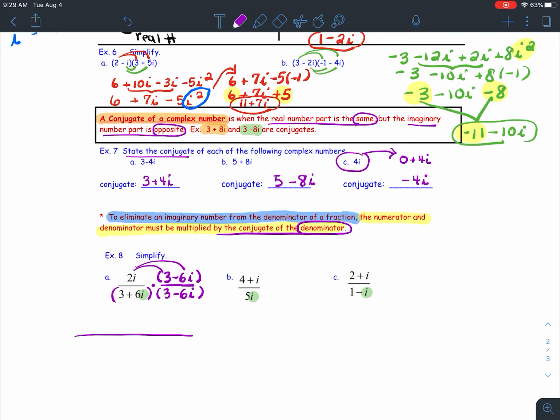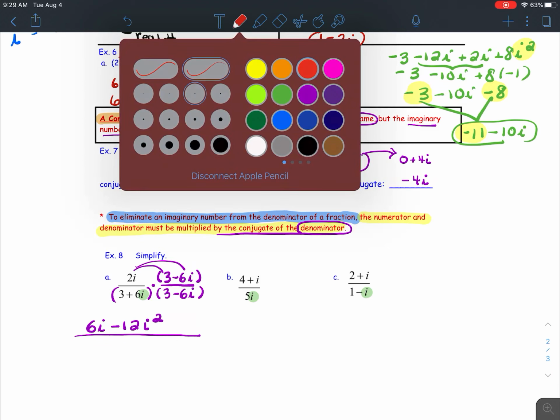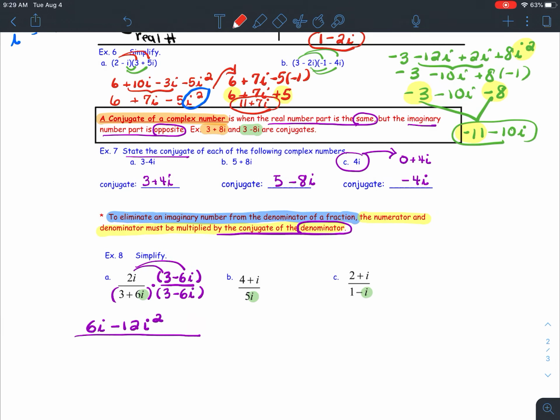In the numerator, you're going to distribute this 2i to both of those terms, and I'm going to draw one big fraction bar. So we're going to distribute a 2i to the 3, and then a 2i to the negative 6i, giving us negative 12i squared. We'll come back and simplify that a little bit more, but let's move to the denominator here.